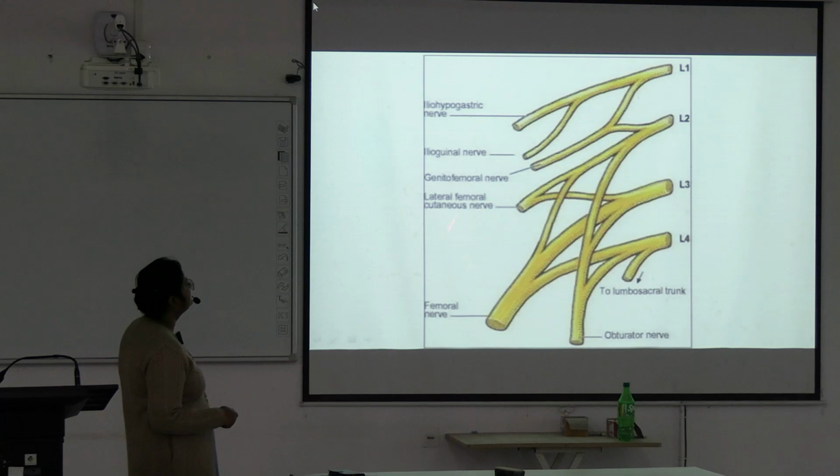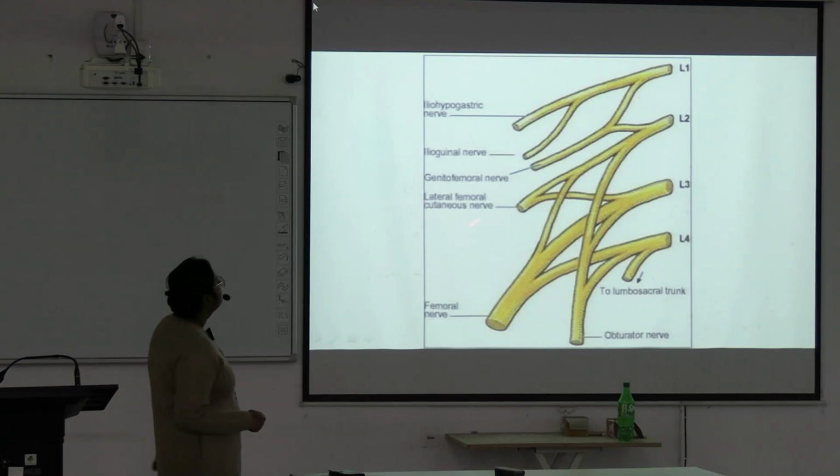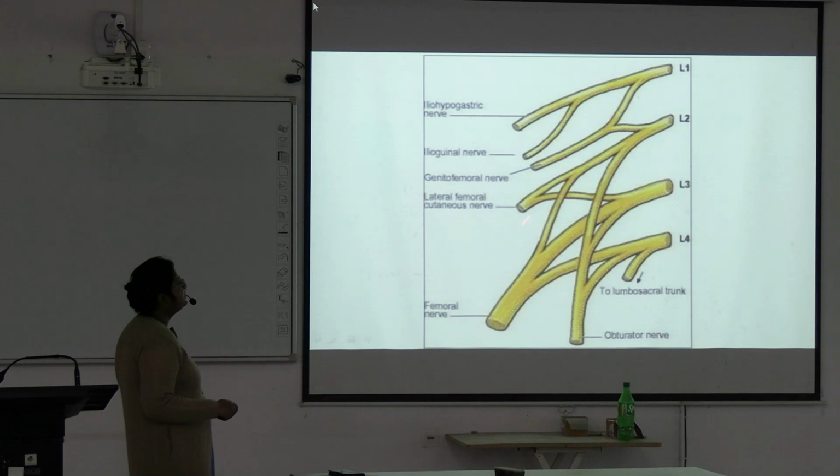And these are the branches you can see. From L1, there are two branches: iliohypogastric nerve and ilioinguinal nerve. Ilioinguinal nerve you have seen in the dissection of the inguinal canal. Also iliohypogastric nerve you may have seen. And this is the genitofemoral nerve that you will see in the posterior abdominal wall. Next, this is the lateral femoral cutaneous nerve. This lies in front of the anterior superior iliac spine and becomes cutaneous after passing through the abdominal muscles.